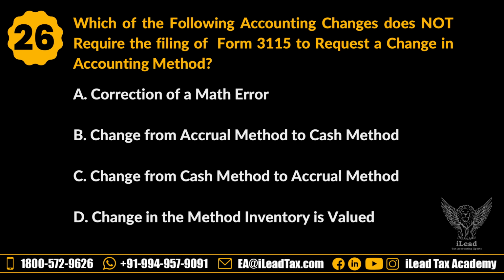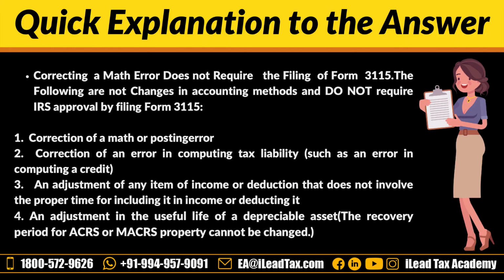Option D, here valuing inventory is a critical component of financial statements and it affects the calculation of cost of goods sold and income. So changing the method by which inventory is valued can have a significant impact on a company's financials. Such a change would typically require the filing of Form 3115. So B, C, D require approval from the IRS. Option A doesn't require approval because it doesn't involve changing the overall accounting method. It is just a simple calculation to rectify an error. So it does not require the filing of Form 3115. Let's go to the next question.